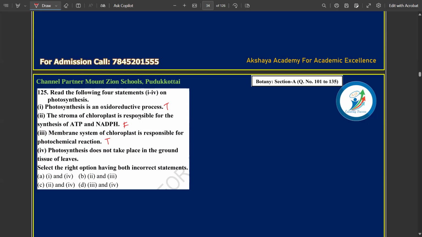Photosynthesis does not take place in the ground tissue of leaves. Mesophyll cells are considered ground tissue, ground cells. So it's also false. They are involved. So we need to find the incorrect statements. The incorrect statements will be statement number 2 and statement number 4, which you can see in option C. So the answer is option C.